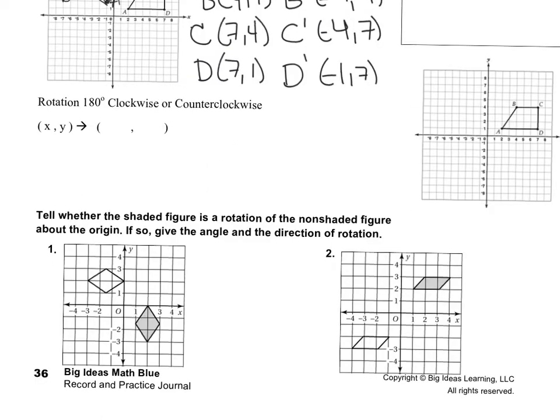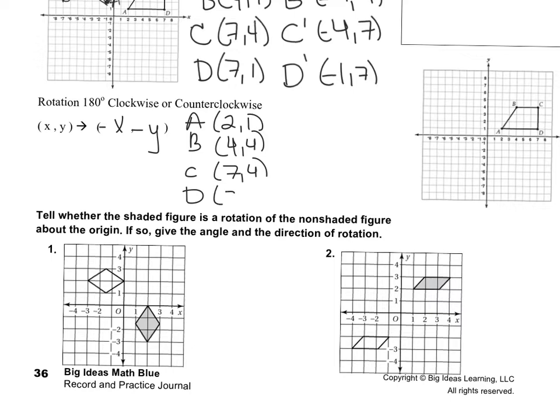For a 180-degree rotation, we do not change X and Y's spot. X stays in X's spot, Y stays in Y's spot. However, they both change sign. So they both get multiplied by negative 1. So A, B, C, and D are still the same as they've been. A is at 2, 1. B is at 4, 4. C is at 7, 4. And D is at 7, 1.